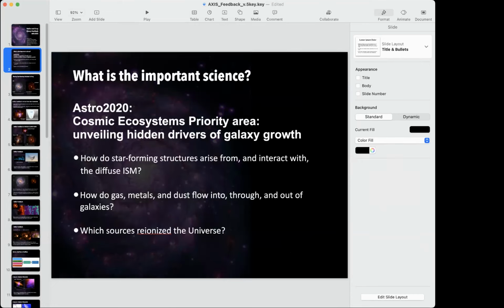science is relevant to the Astro 2020 decadal survey. We try to understand how the star forming structures arise from and interact with the diffuse ISM? How do gas, metals, and dust flow into, through, and out of galaxies, and which sources reionized the universe?